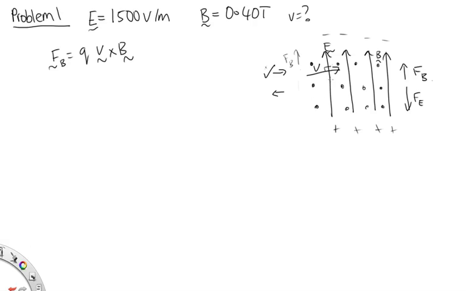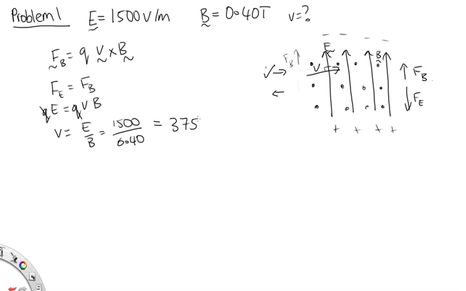Okay, now we're asked to calculate the magnitude of the velocity, the speed. So for that to be the case, we have Fe equal to Fb, and so we have qE equal to qvB. These will cancel out and we end up with v equal to E on B, which is equal to 1500 over 0.40. Solving that on the calculator, we end up with 3,750 meters per second, which is 3,800 meters per second to two significant figures. So that's the answer to part A.